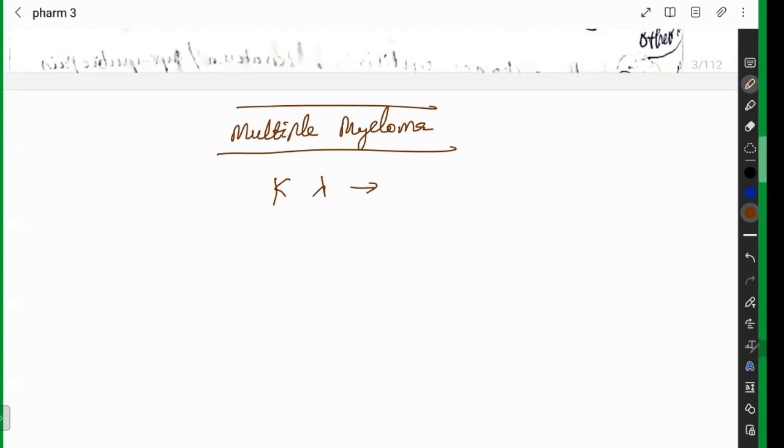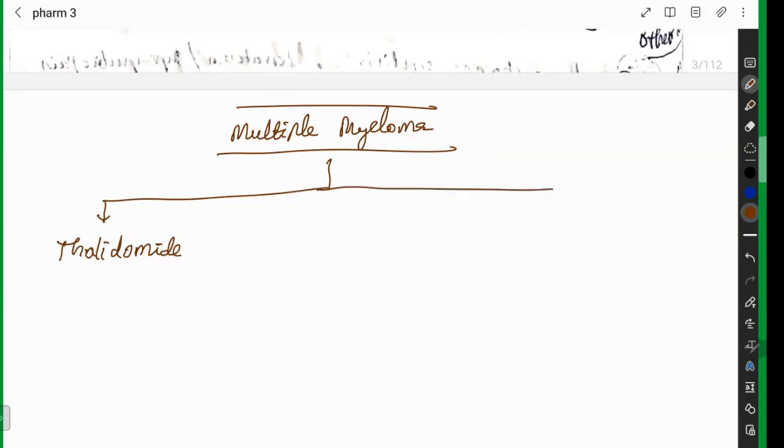What are the drugs of choice for multiple myeloma? Remember, the first one is thalidomide. In the previous era, we were using thalidomide as the drug of choice. And nowadays, we are using proteasome inhibitors as the drug of choice. What is thalidomide? Thalidomide is an immune modulator.